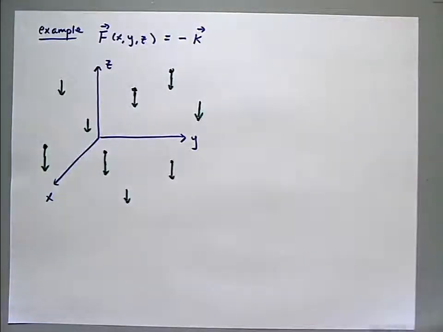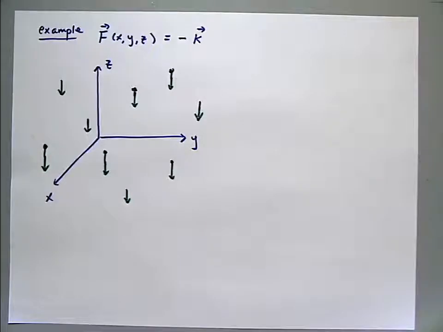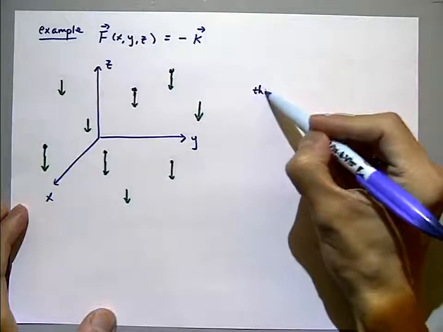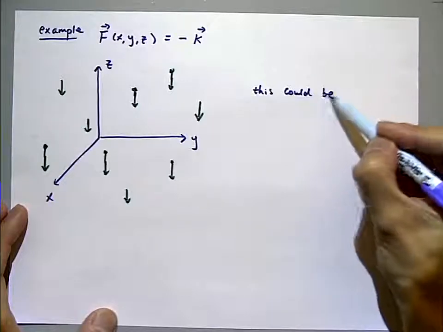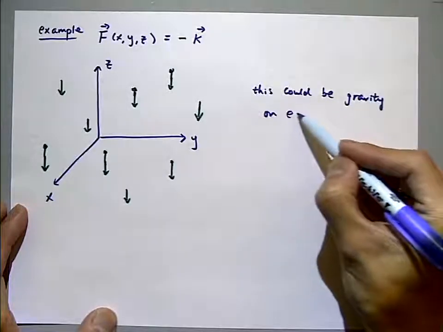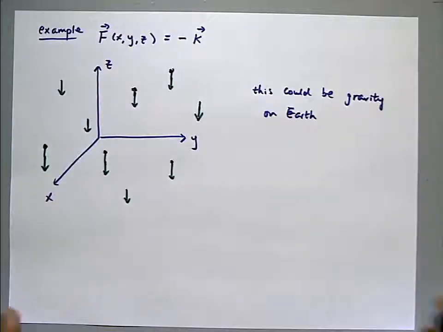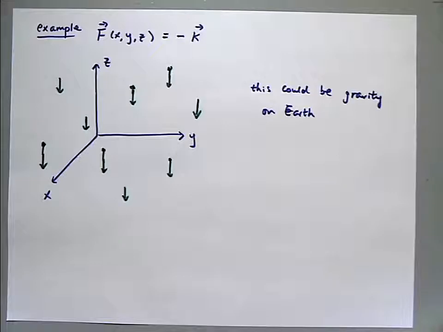Okay, this might represent maybe things like gravity, for example. Suppose that we're looking at the gravitational force in this room. Everywhere we go, we know what gravity is going to do. It really doesn't matter whether I'm here or upstairs in the balcony. Gravity is going to pull me down, straight down, with about the same magnitude in every point in this room. So this could be, for example, gravity on Earth. Okay?